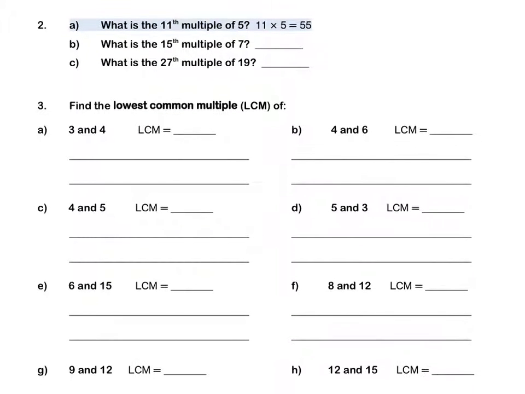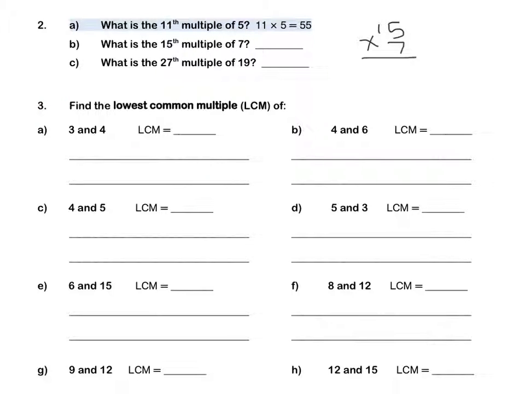Question 2. What is the 11th multiple of 5? Now, without writing them down, when you hear the word multiple, you must think multiply. So the 11th multiple of 5 is simply 11 times 5, which is 55. What is the 15th multiple of 7? It's going to be 7 times 15, or 15 times 7, which you can do by yourself on the side, and complete the rest of question 2 by yourself.